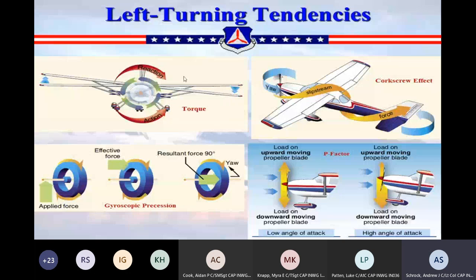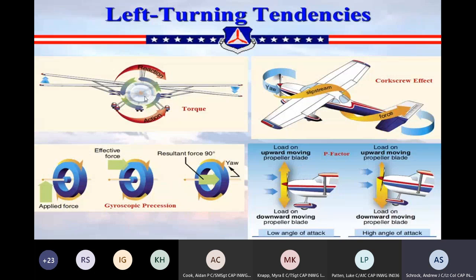So there's torque. Think about one of Newton's laws of motion. I can't remember which one, I think it's the 3rd law. But every action has an equal and opposite reaction. The airplane propellers in the United States, at least, turn to the right. Therefore, the nose of the airplane actually wants to yaw, wants to turn to the left. So that's one left turning tendency that you'll have.